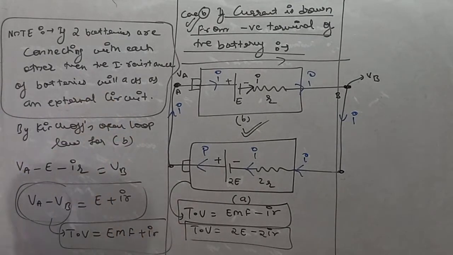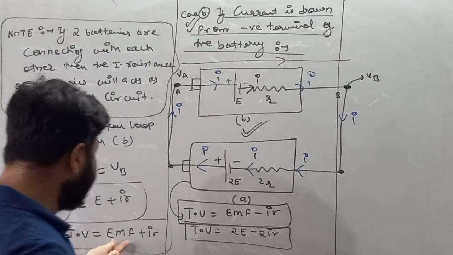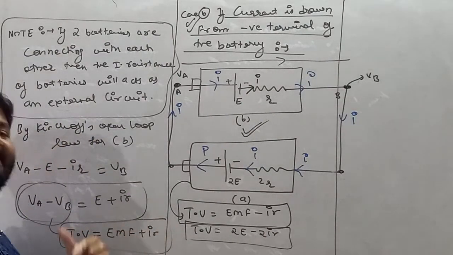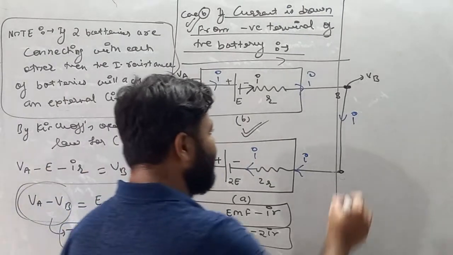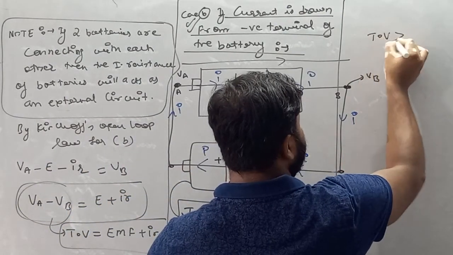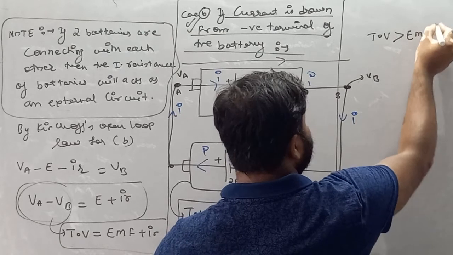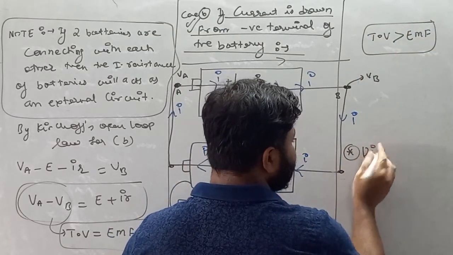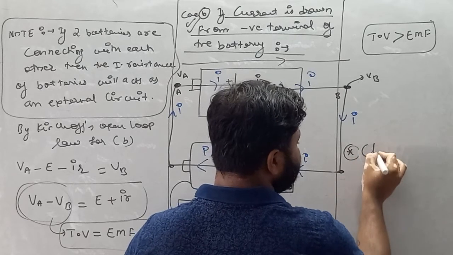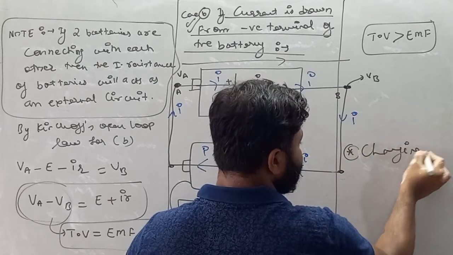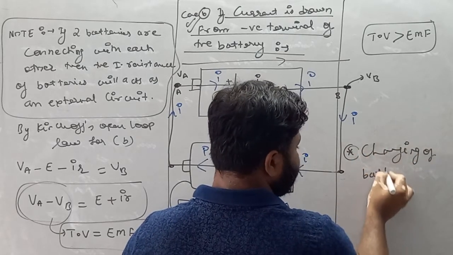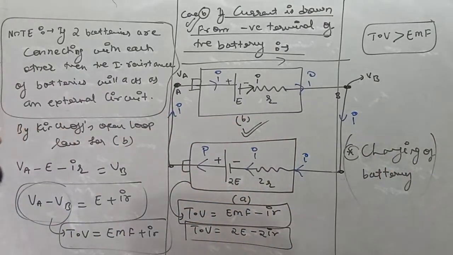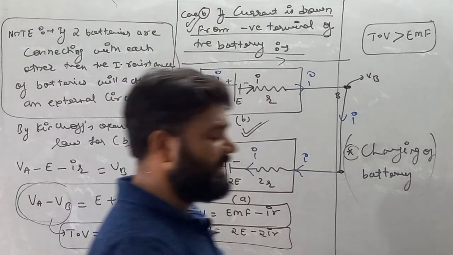Now compare terminal voltage with EMF. In this situation we get terminal voltage when IR is added to EMF, so it is obvious that in this situation terminal voltage is greater than EMF. And remember, my dear student, this kind of condition is called charging of battery. So this is what charging of battery actually is.